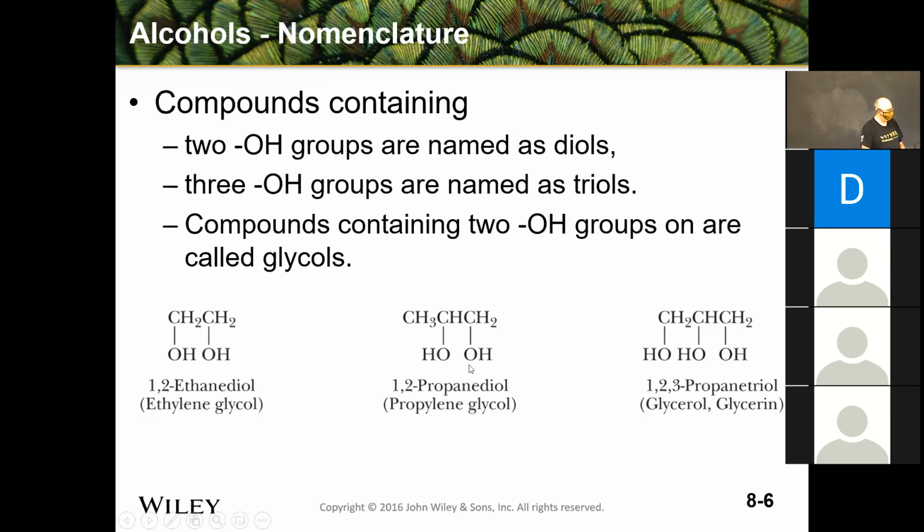Here we have 1,2-propane diol, or propylene glycol. This is 1,2,3-propane triol. This one is also called glycerol or glycerin. Ethylene glycol and propylene glycol have both been used as automobile antifreeze.